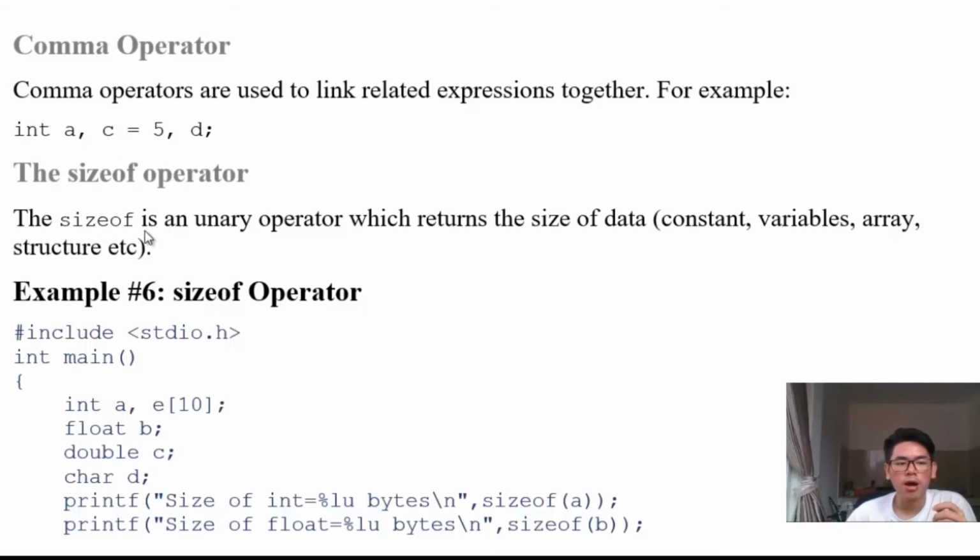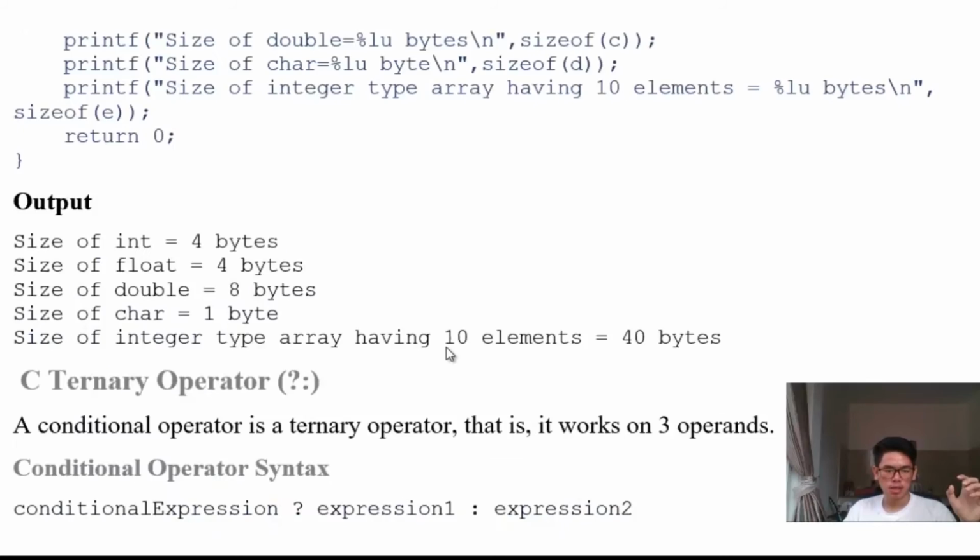The sizeof operator is a unary operator which returns the size of the data, whether it's a constant, variable, array, or structure. Example here: you have A of type integer, B of type float, C of type double, and then D of type character. If you want to return the size of an integer, you put sizeof right here, A. So what is the size of an integer? That is 4 bytes. So here it will return 4. Then let's see the output. True, it will return 4.